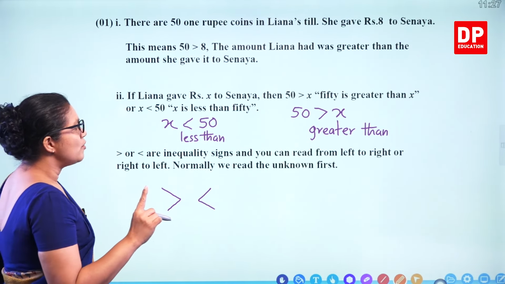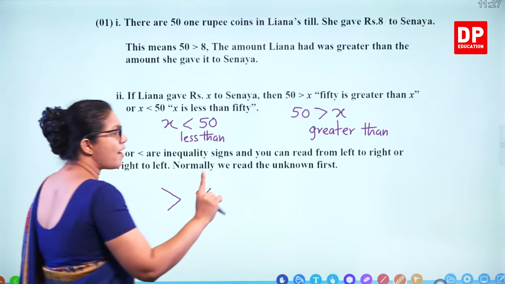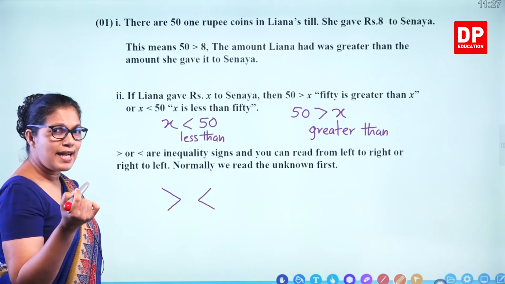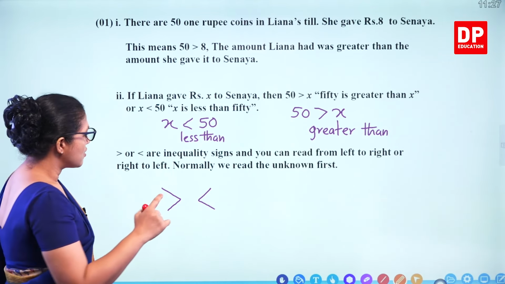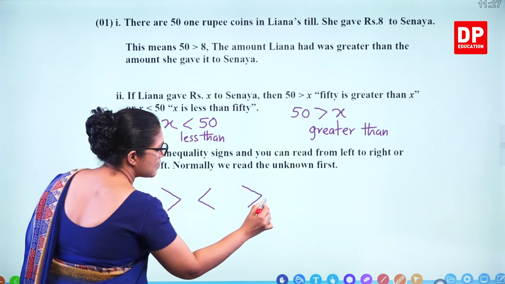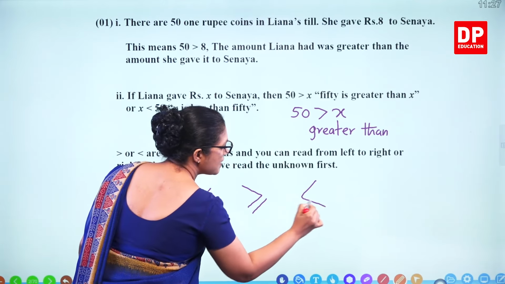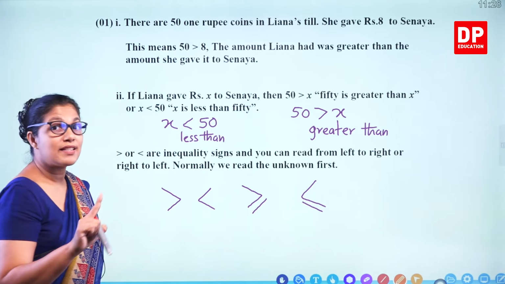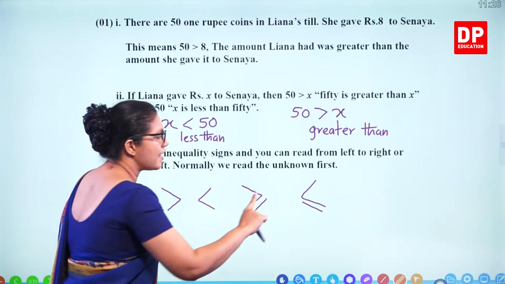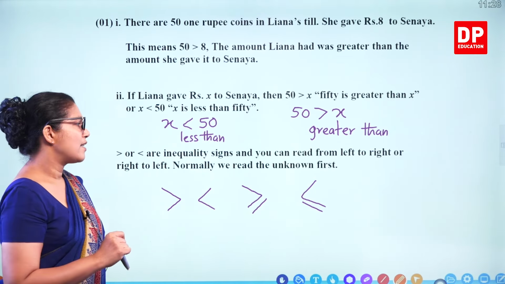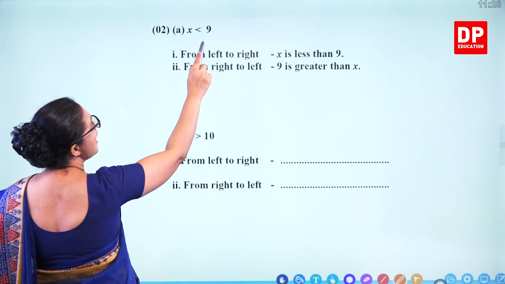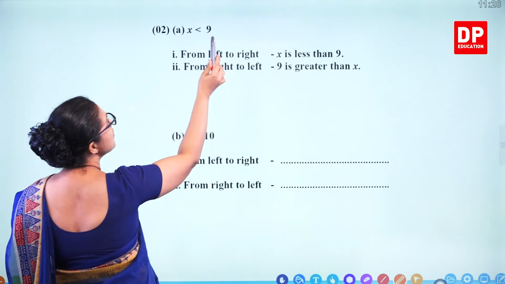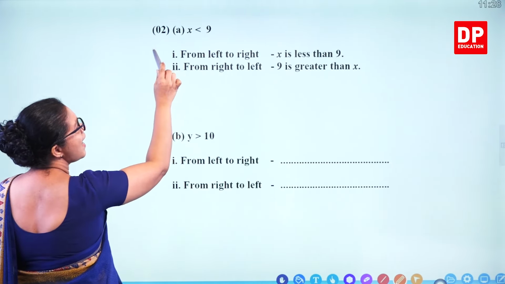Normally you can read this from left or right, but when you get unknown letters, we normally start with the unknown first. Sometimes you get this symbol or this symbol. Then we use greater than or equal, less than or equal. We'll learn about that also. What is this one? From left to right, X is less than 9. From right to left, 9 is greater than X.